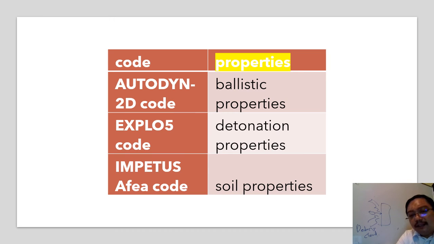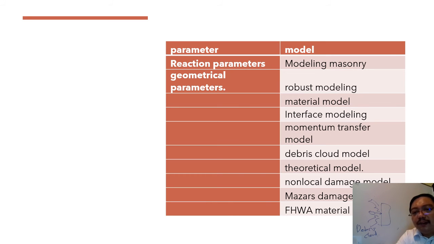And then among the popular software is Autodyn from ANSYS. I know about this software. Also Explore 5 code, Impetus Afea code, and people are doing simulation using LS-DYNA and Abaqus and many more. And then there are properties: ballistic properties, detonation properties, and soil properties for those who are using soil. This is the parameters, reaction parameters. This is the modeling: material modeling, debris cloud, theoretical model, and many more.